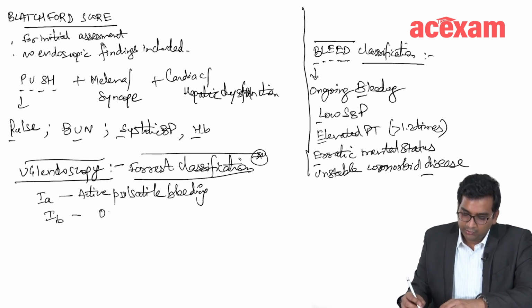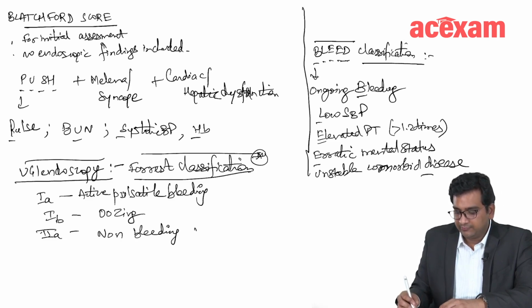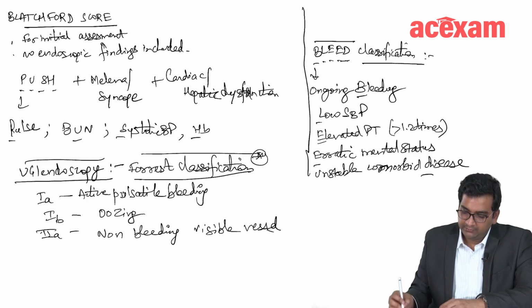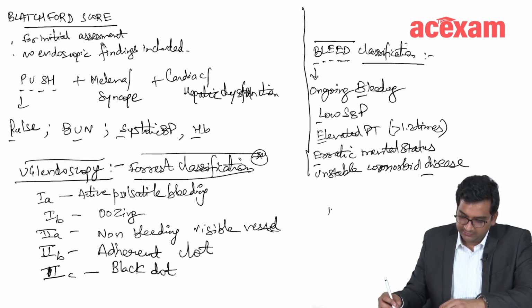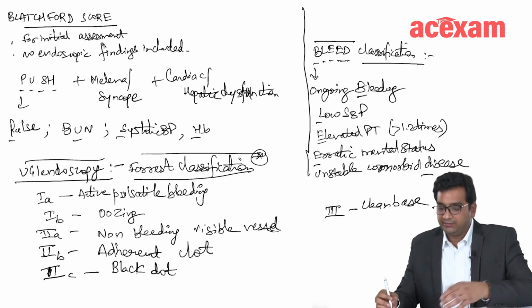Type 1B is oozing. Type 2A is non-bleeding visible vessel. This type 2B is adherent clot. This type 2C is black dot, and this type 3 is clean base. Types 1A, 1B and 2A are associated with high risk.